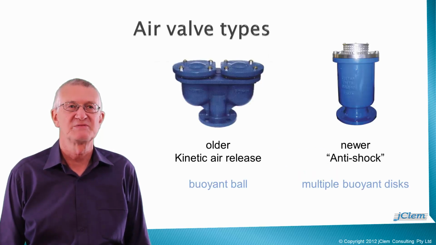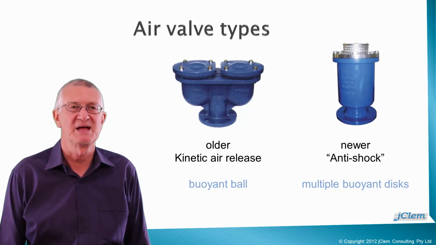Here are the two types of air valves found in common use. On the left, we are looking at the traditional older style of air valve, often referred to as kinetic air release valves in industry literature. They are constructed with a buoyant ball that floats up against an air escape orifice. They come in single and double chamber formats. The picture is showing a double chamber air valve. In the WATAM software, this type of valve is referred to as an air valve.